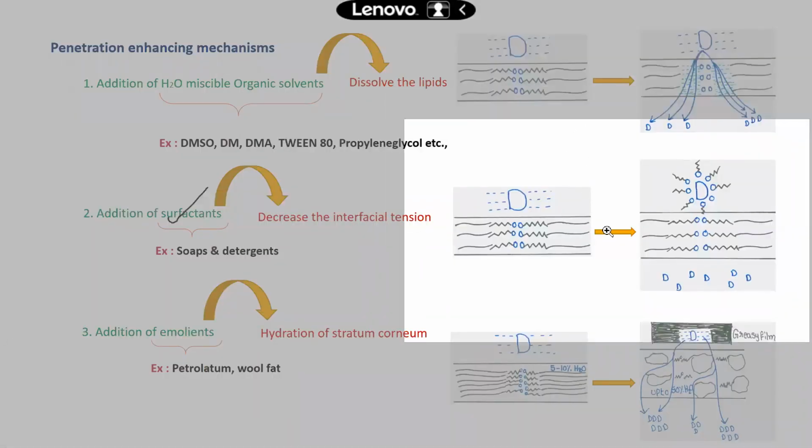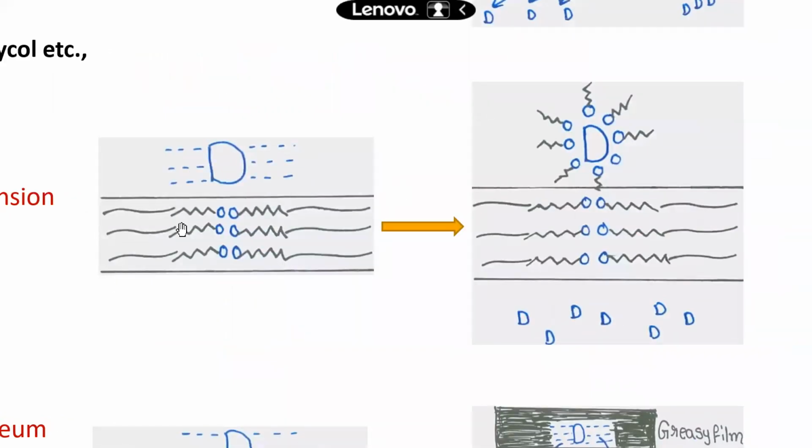So next. This is the aqueous drug solution, itself unable to cross the lipophilic layer.